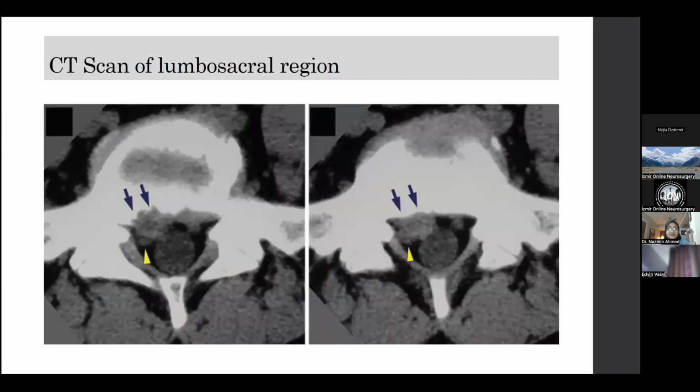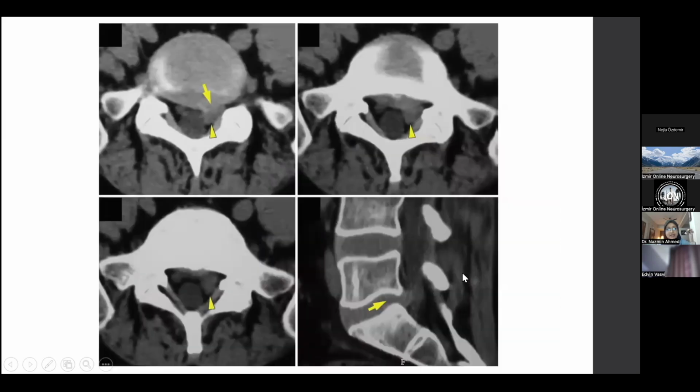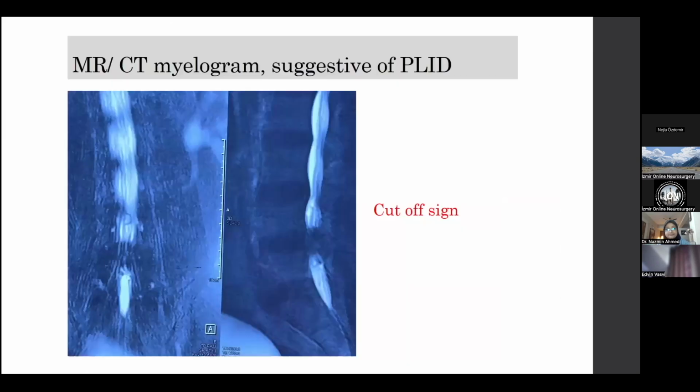A CT scan of the lumbosacral region demonstrated another example. In the CT scan, there is an isodense shadow located in the right paracentral region, marked by the blue arrow. This is suggestive of prolapsed lumbar intervertebral disc, which is slightly indenting the thecal sac at the L5-S1 level. This is another example, where a left paracentral herniated disc is indenting the thecal sac at the L5-S1 level.